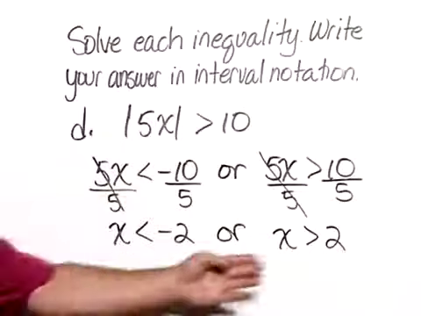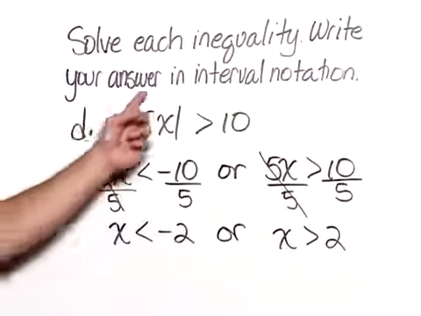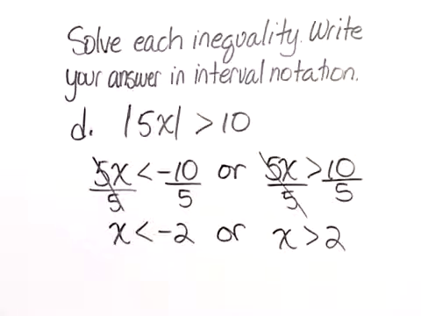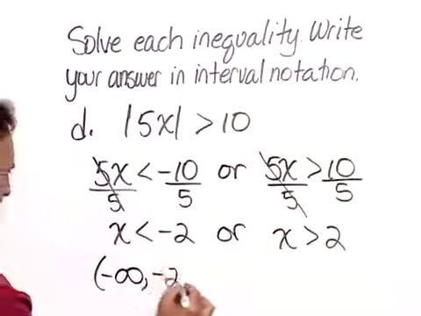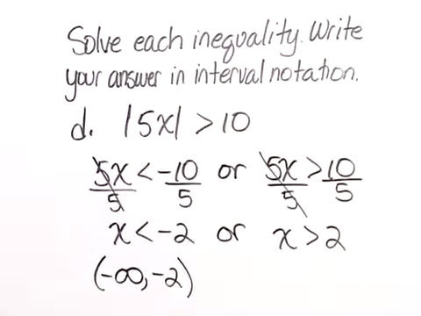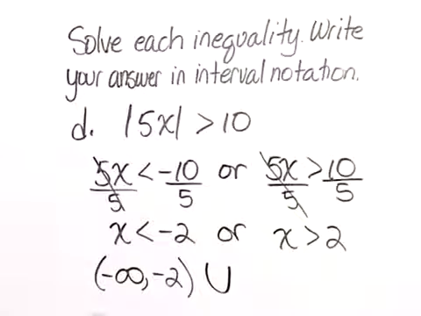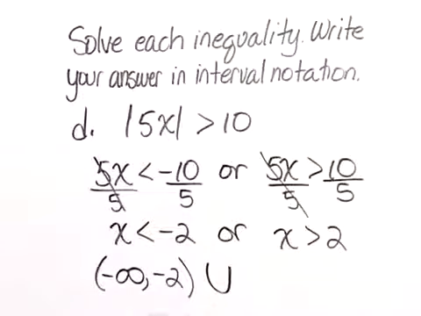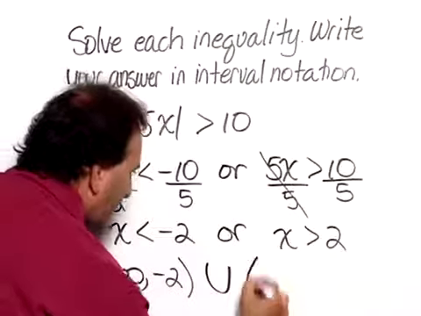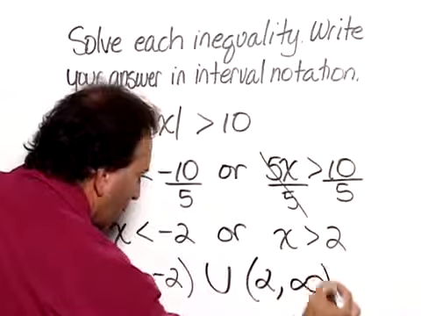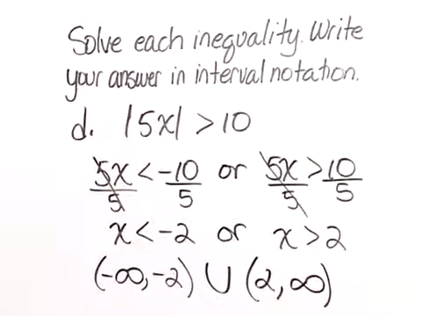Now we've isolated x, so we are finished, but we need to write our answer in interval notation. So for x to be less than negative 2, that means we start at negative infinity and come up to, but do not include negative 2, and that's why we use a parenthesis in place of a bracket. Now, the word or is a union, so we use the union symbol. For x to be greater than 2, once again, we start at 2, but do not include it, so we use a parenthesis, and then we go up through infinity. And that's the answer in interval notation.